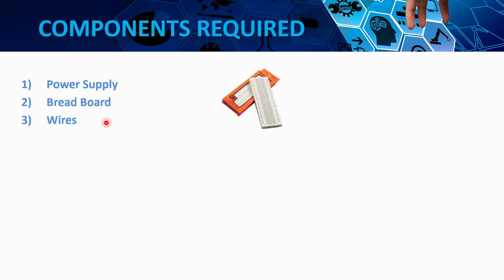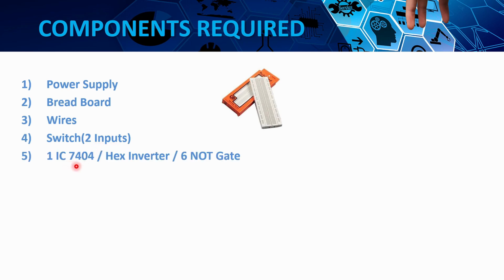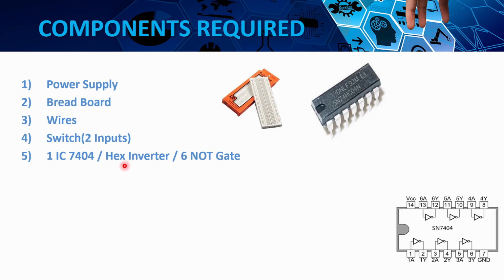Now for our simulation, let us see the components required for our 2:4 decoder circuit. We need a power supply, a breadboard, wires, switches for our 2 inputs A and B, and one IC 7404, also called a hex inverter. As you can see in the pin diagram given below, it contains 6 NOT gates. Input 1A is the input and 1Y is the output for the first NOT gate. Likewise you have it for the 6 NOT gates.